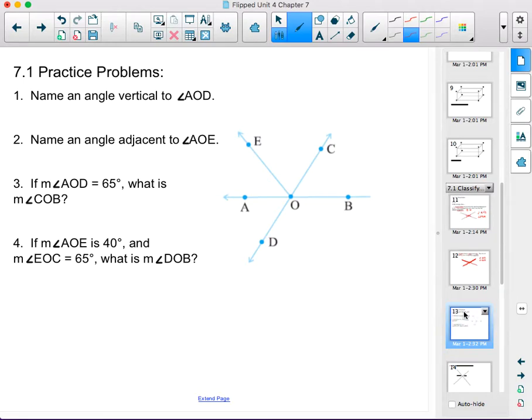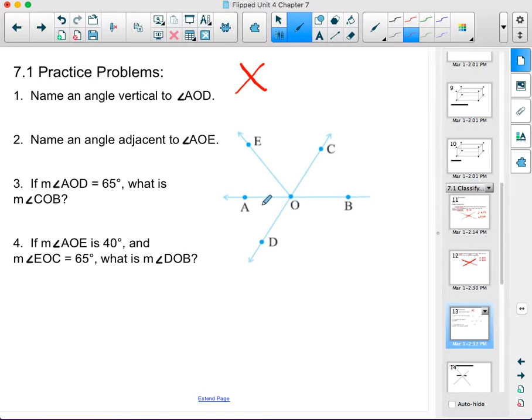Next thing we want to look at is this diagram. This is on your notes, in the practice problems. So we can look here at number 1. It says name an angle vertical to angle AOD. So remember, for vertical angles, we need an X. We're looking for 2 lines that intersect in an X.